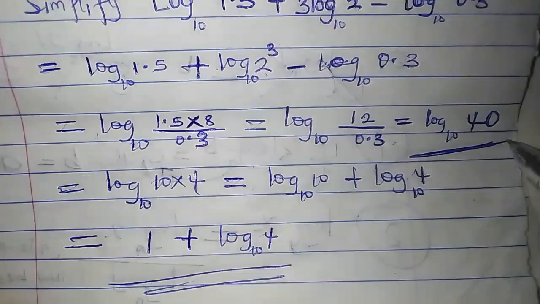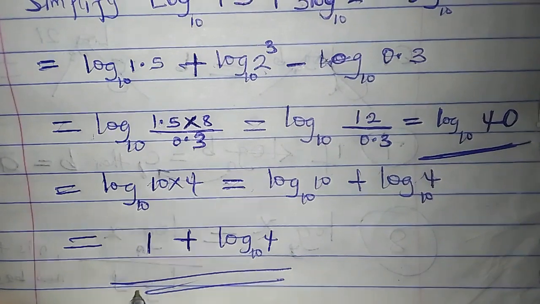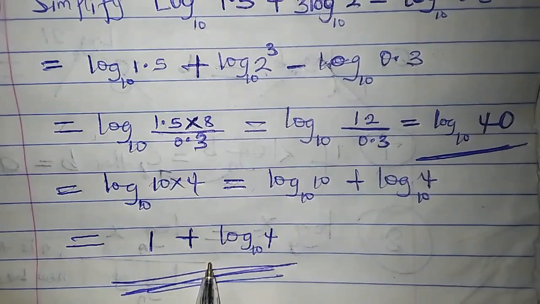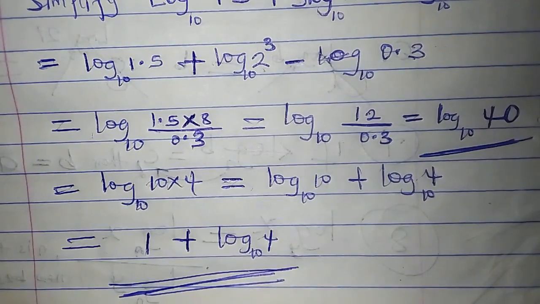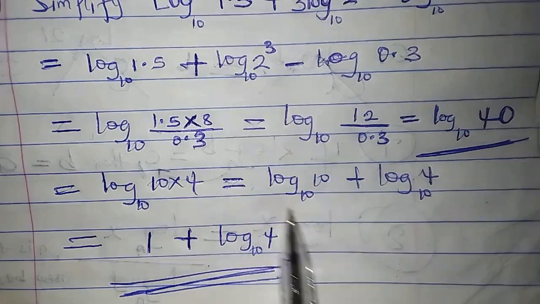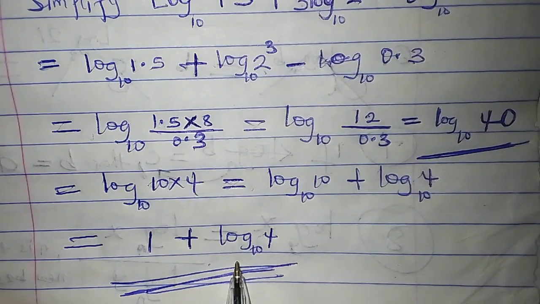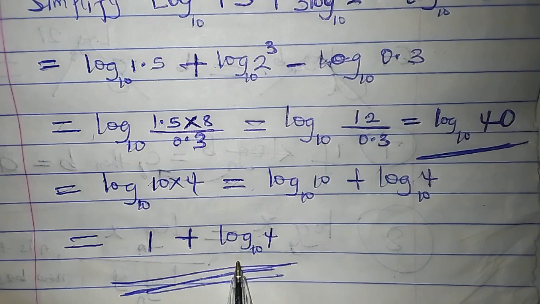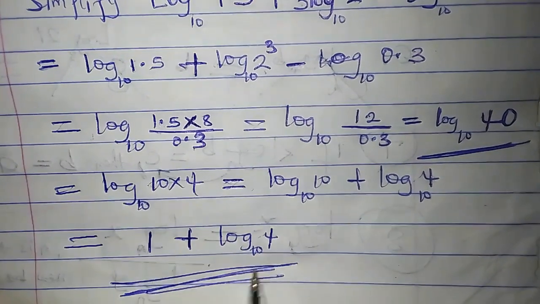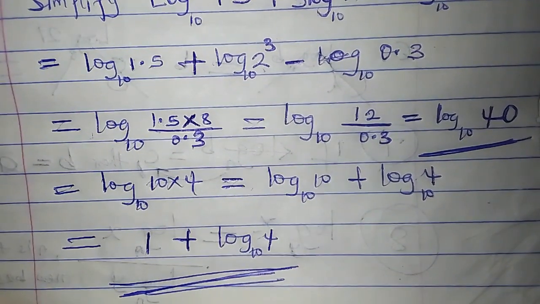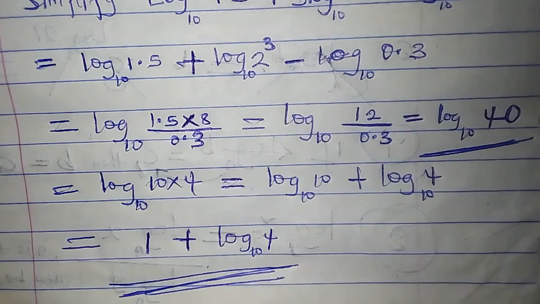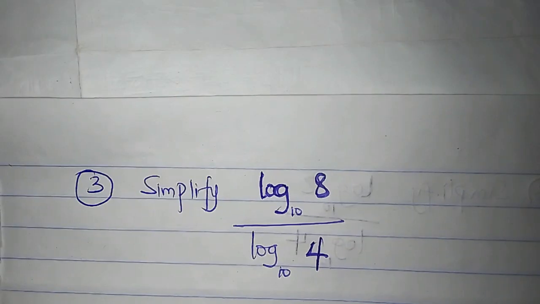This is also correct. But take note, it can be broken further to this. Actually, this is a JAMB question, and the option is left like this. That was why I decided to break it down to this form. So just take note of how options are left. Alright, this is the third question on the logarithm.